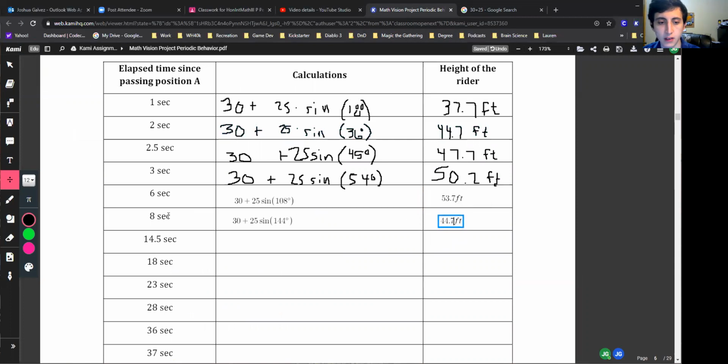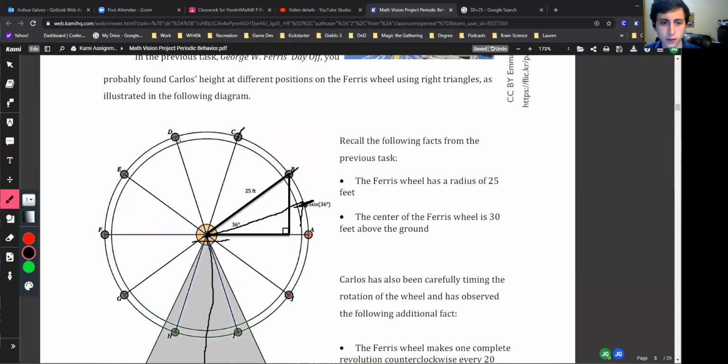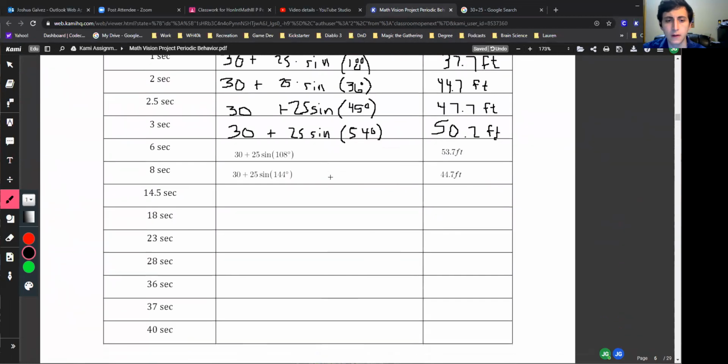And actually, that makes a lot of sense that it'd be 44.7 at 8 seconds, because this would be 2, 4, 6, 8, right? And this height is the same as this height, and we already knew that that was 44.7, so that would also be 44.7. That makes a lot of sense.